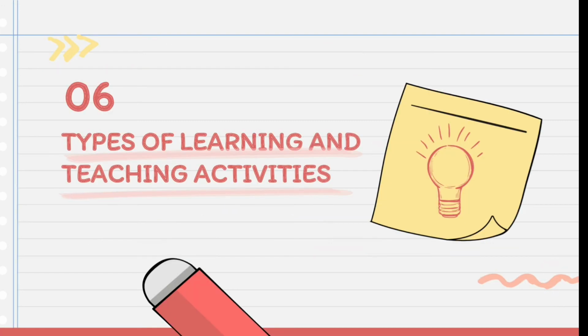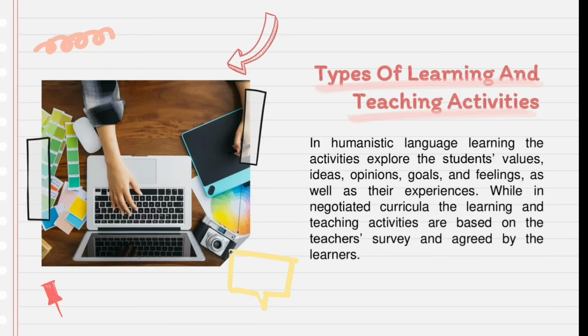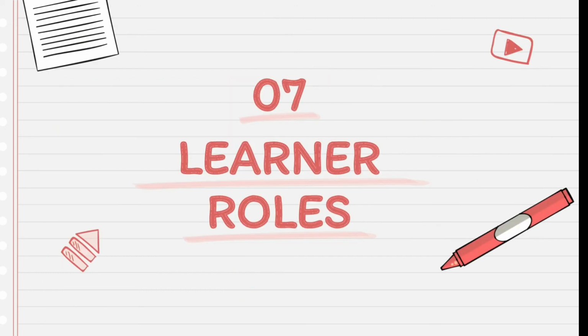The next is types of learning and teaching activities. In humanistic language learning, the activities are to explore the students' values, ideas, opinions, goals, and feelings, as well as their experiences. While in negotiated curricula, the learning and teaching activities are based on the teacher's survey and agreed by the learners. The next is learner roles.